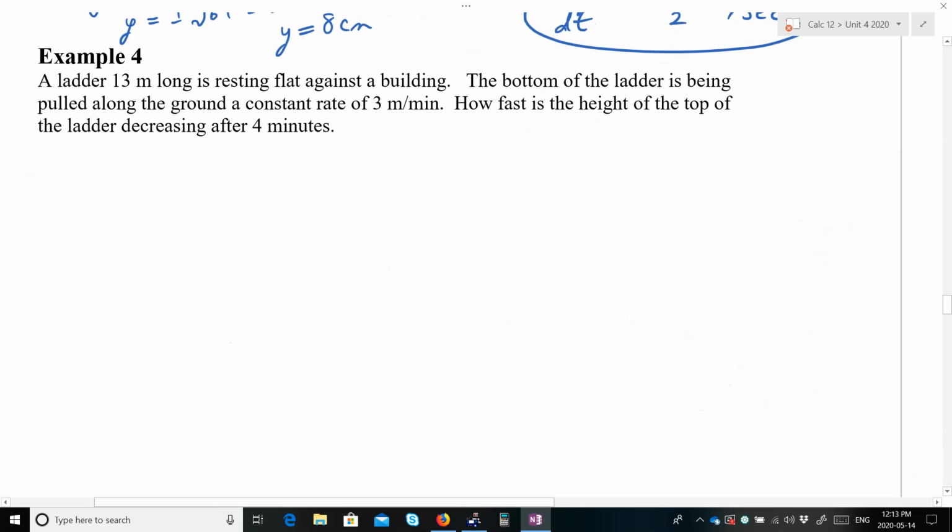Okay, example 4 says, a ladder 13 meters long is resting flat against a building. The bottom of the ladder is being pulled along the ground at a constant rate of 3 meters per minute. How fast is the top of the ladder decreasing after 4 minutes? Okay.